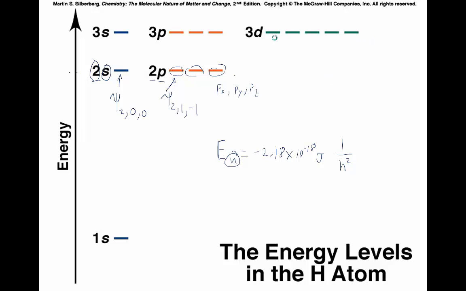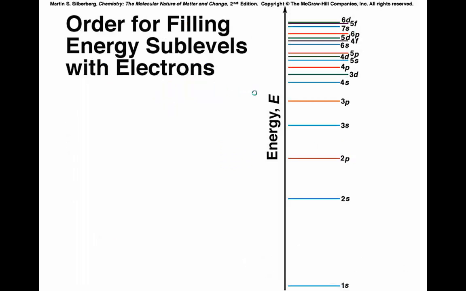So up here we see that all 5 of the d orbitals have the same energy as the 3p orbitals and the 3s orbitals. Remember, orbitals that all have the same energy, we say that those orbitals are degenerate. So let me just remind you of that word. Degenerate just means having the same energy. So in a multi-electron atom, what we'll notice is that these energy levels change. Here's a typical pattern for how the energies of the orbitals shift in multi-electron atoms.